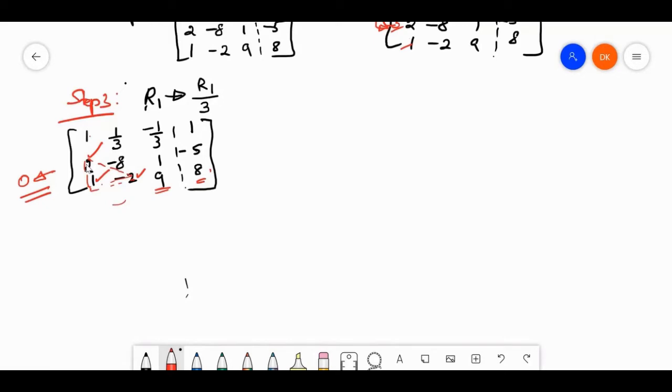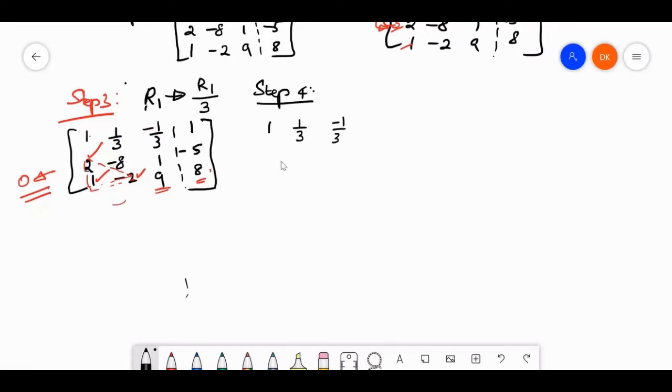Another one is you are making this triangularization as 0. So all these three elements, that is off-diagonal values, you are going to make 0 now. So what to do for this? Next step, step 4. The first row, anyhow I am going to keep as it is, 1 by 3, minus 1 by 3.